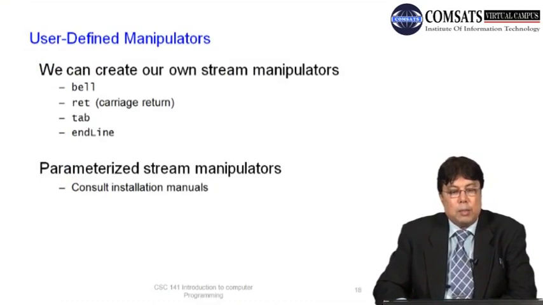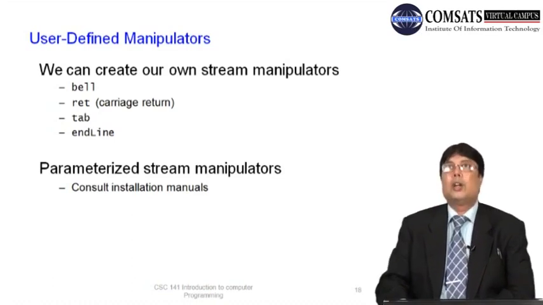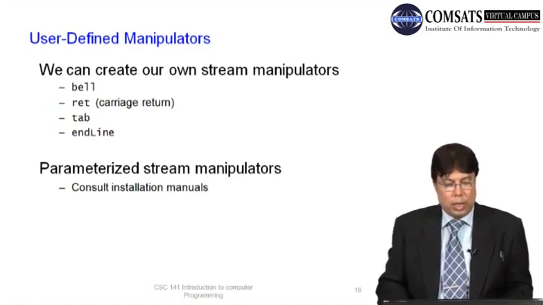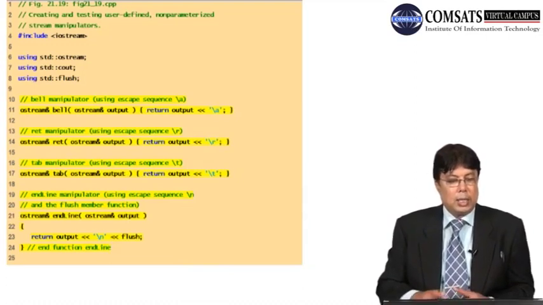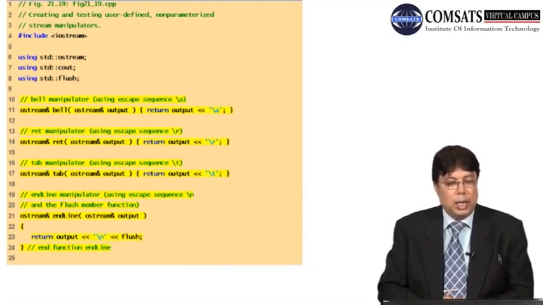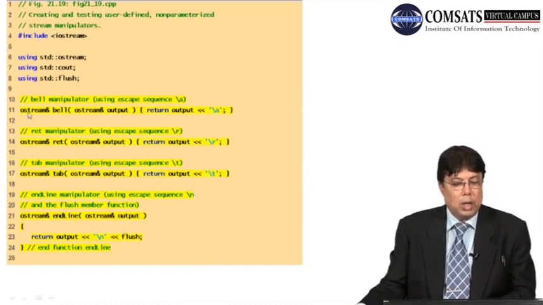User defined manipulators. Bell, return means carriage return, tab, endline, that you can define as a stream manipulator, and you can use it as a parameterized stream manipulator. Instead of explaining it, I will quickly go through it with the help of an example. In this example you can see that this is the comment, and you can see iostream, ostream address bell, ostream output. So this is basically the ostream that we are going to use here. This function will return output, ostream address return.